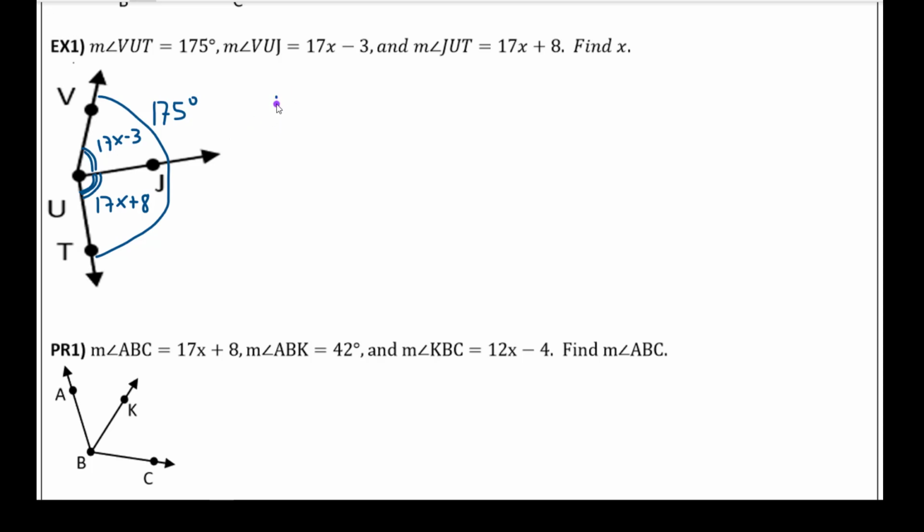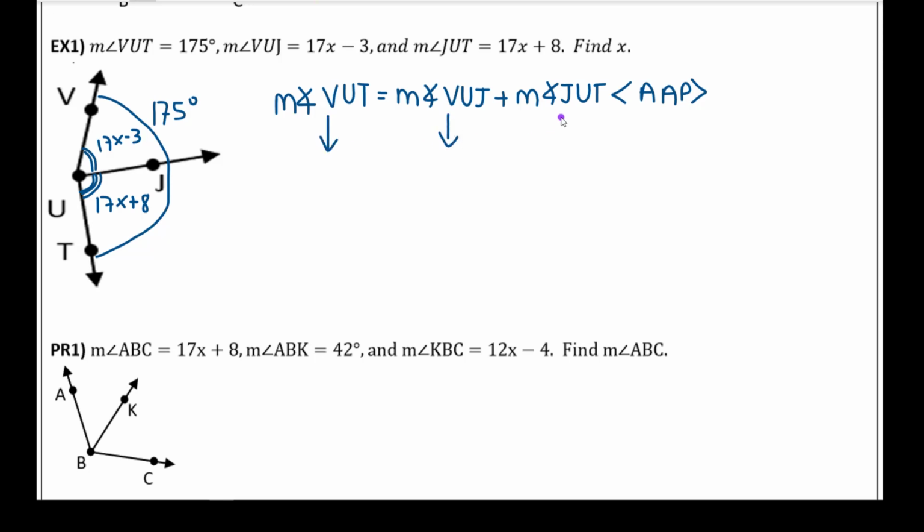Now that we have that labeled and everything, we're going to derive a relationship. What we can say is that the big angle, which is the measure of angle VUT, equals the measure of the two smaller ones added together. So the measure of VUJ plus the measure of the other angle, which is JUT. And the reason why we can say this is the new law that we're learning, which is angle addition postulate. Now that we have established the geometric relationship, we're going to plug in the information and we should get an algebraic equation.